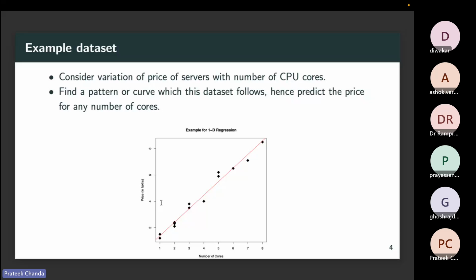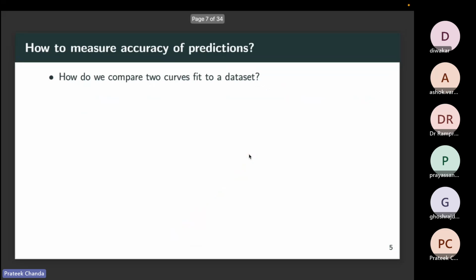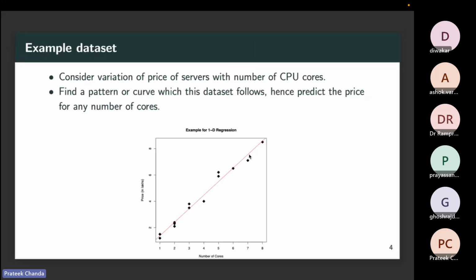Why do we need to fit a line? Because, let's say for 10 CPU cores I don't have any data, but I want to extrapolate from the red line itself to know what the possible price prediction would be. So I want to fit a line here, and that's the concept of linear regression: you want to fit a line based upon the training data points.